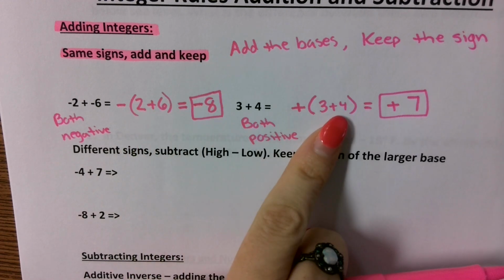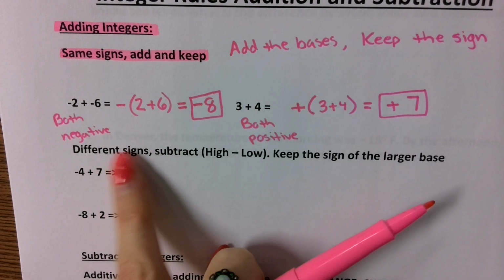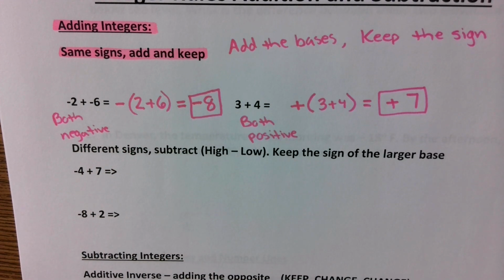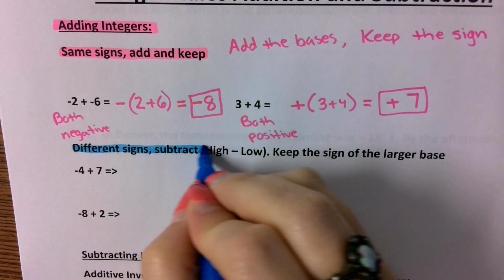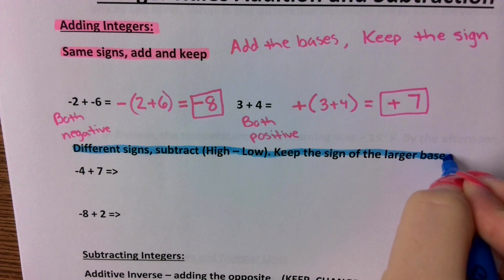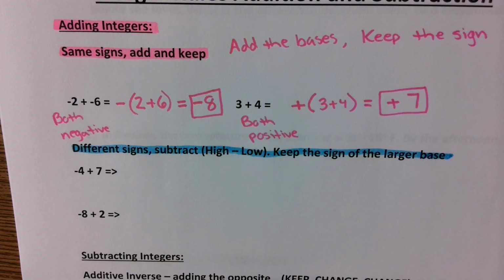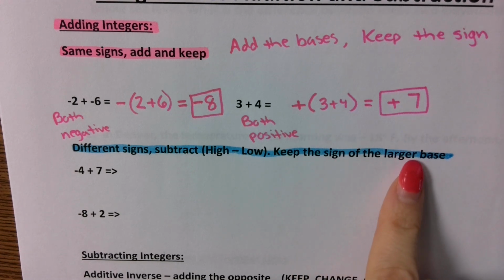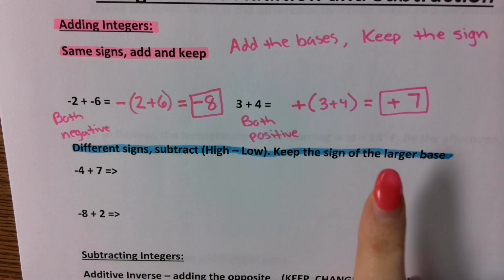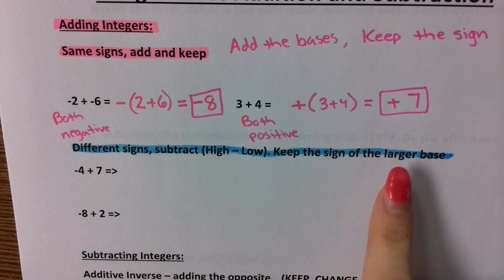Now, same signs, you add and keep. Different signs, though, you are subtracting. With different signs, you're going to subtract. So you're going to look at the bases, and you're going to subtract the lowest base from the highest base, just like you would normally do. And then whatever your highest base number was, that's the sign that you're going to keep.